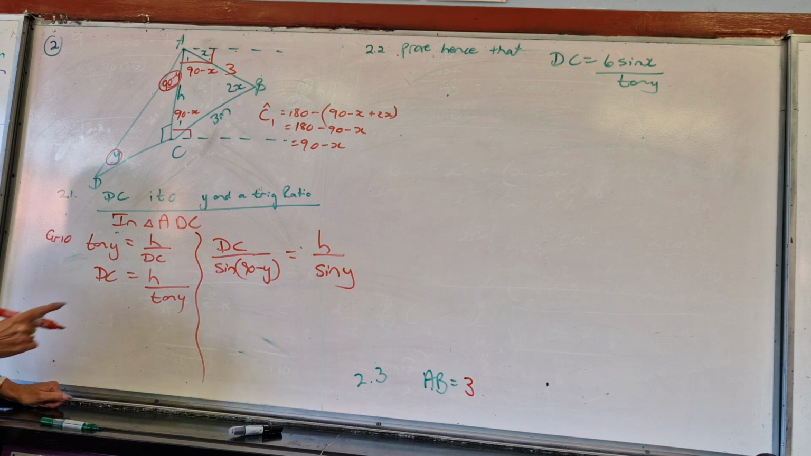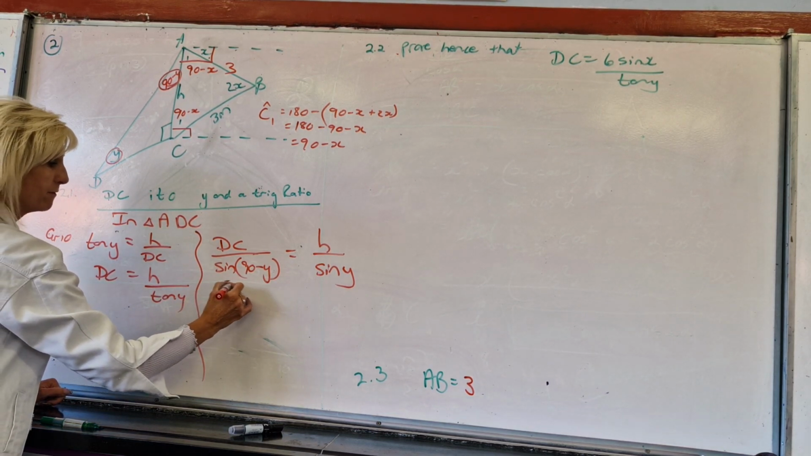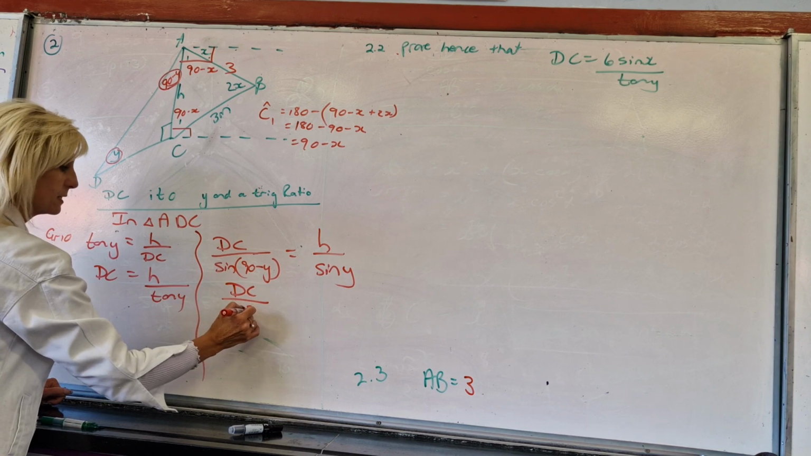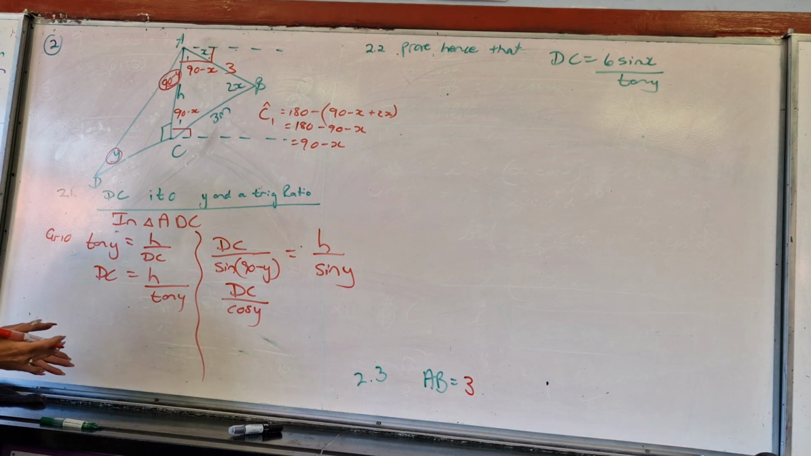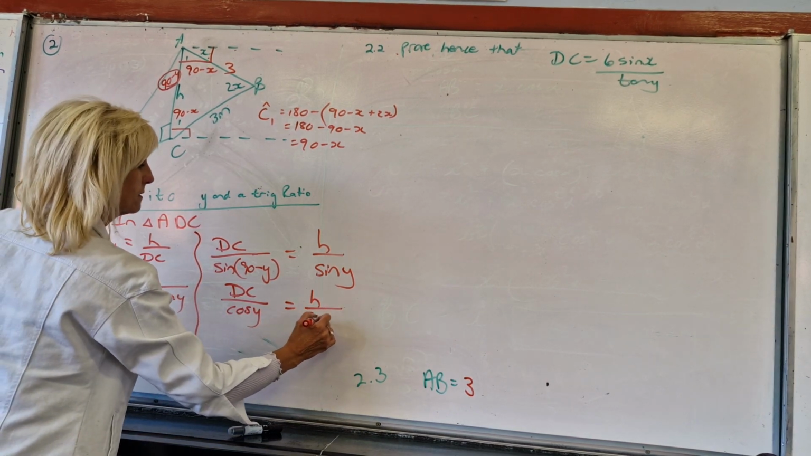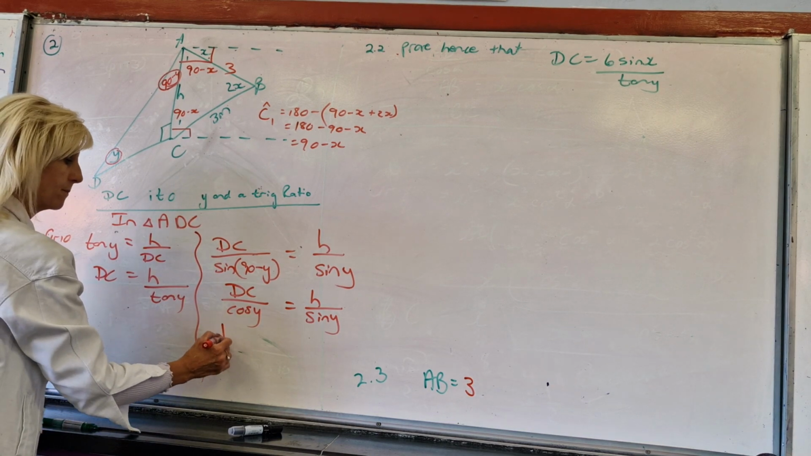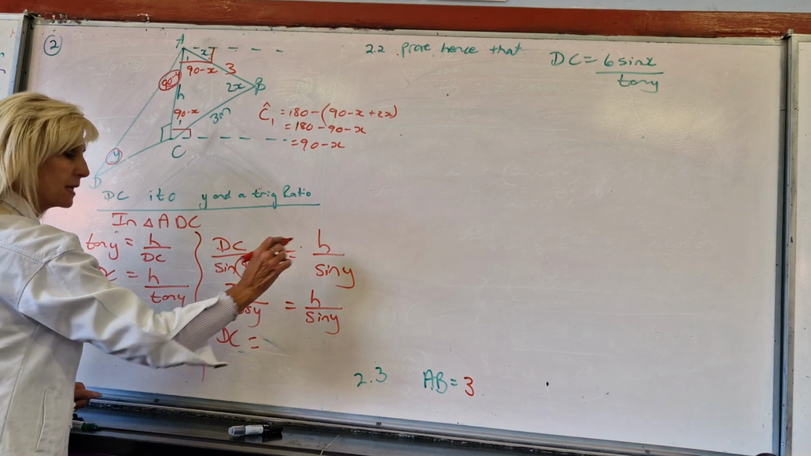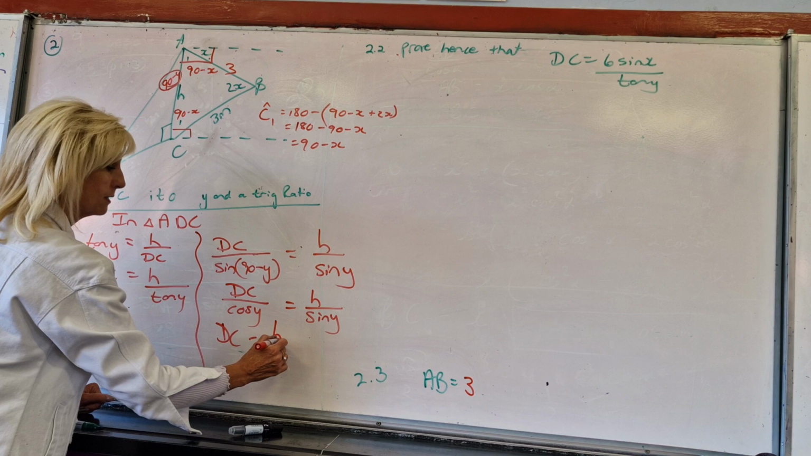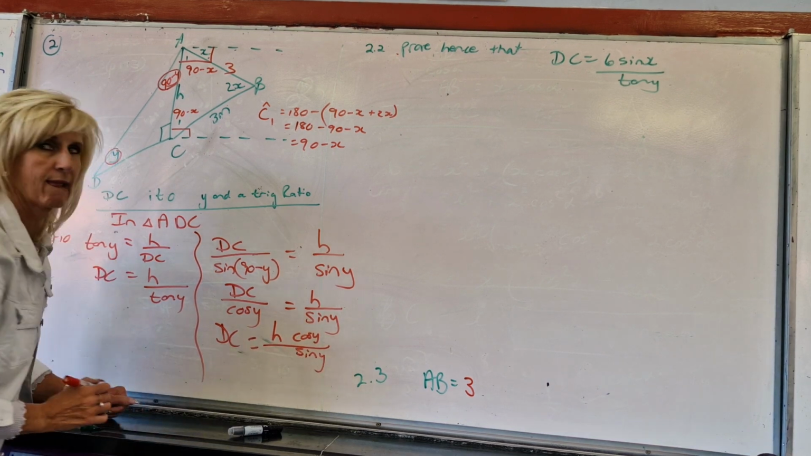Yes, ma'am. This is a co-function. Co-function proof of sin of 90 minus Y is going to become cos Y. And it's equal to H over sin Y. Now to get DC alone, what are we going to do? Times it to that side. So it's H cos Y over sin Y, which is H over tan Y.